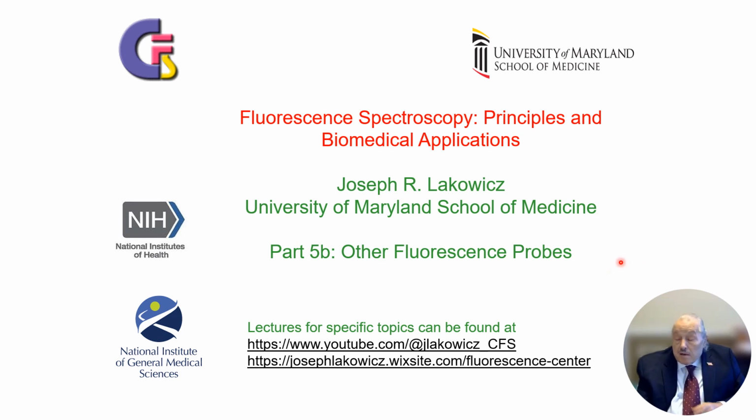In the previous lecture, we discussed all of the classical fluorescent probes, mostly the ones that were all organic. Today, we're going to describe a few of the more unusual types of fluorescent probes or sensing probes, and we're going to describe some that contain metal ions in them.